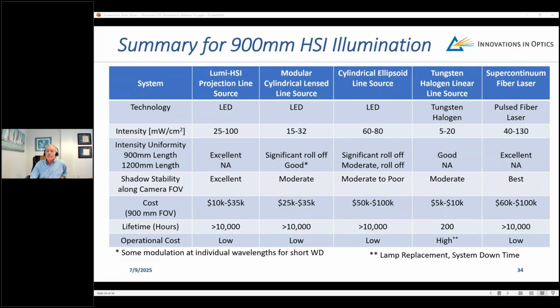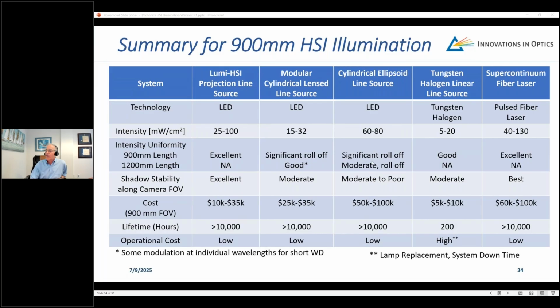Noted here is the intensity along the length of the line. Of course, the Lumi HSI, as we mentioned, has excellent performance. It doesn't need to go to a larger width to get that. With the cylindrical lens system, if you had 9 modules instead of 12, there'd be significant roll off at the edge of the field, but it's very good for the longer length. Could be better if you added more modules, and then it'd be excellent.